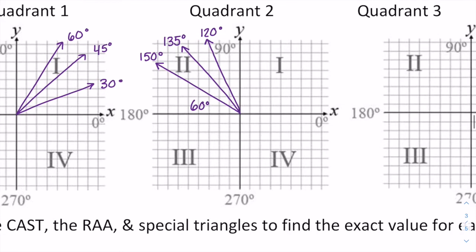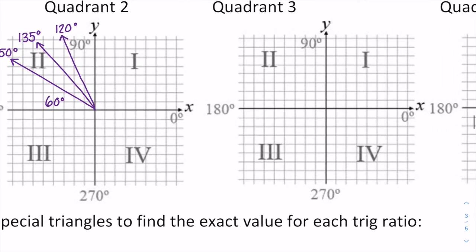Now let's try quadrant 3. Again, remembering that we always measure our related acute angle from the x-axis. Let's start with our 60-degree related acute angle. From the x-axis, we have 60 degrees. I want to think about what that big angle would be all the way to here. Keep going 60 more. So that big angle must be 240 degrees.